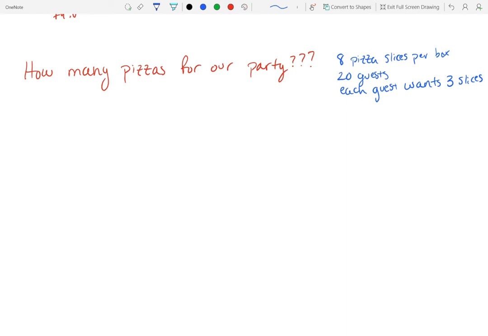Because we don't want to purchase too much because we're not rich, and we don't want to purchase not enough because then our party is going to stink because everyone's going to be hangry, right? So we have 20 guests as outlined over here on the right. Each person is going to want three slices of pizza, and each box comes with 8 pizza slices. So now we have to calculate how many pizza boxes we should order so that we get the right amount.